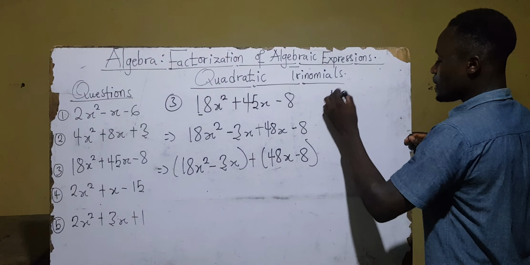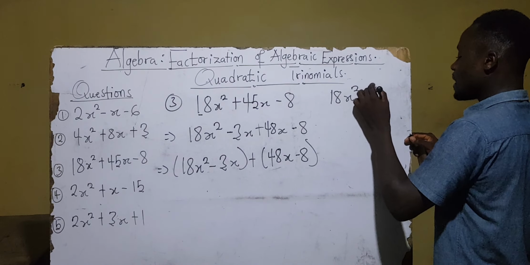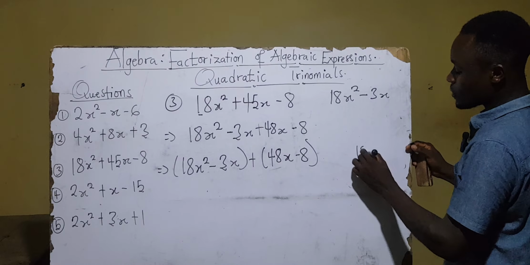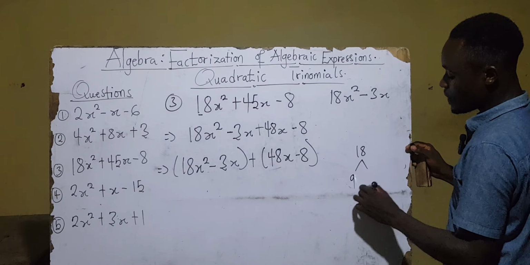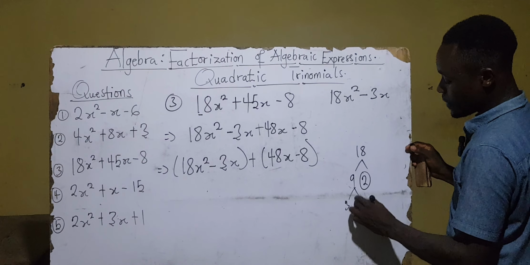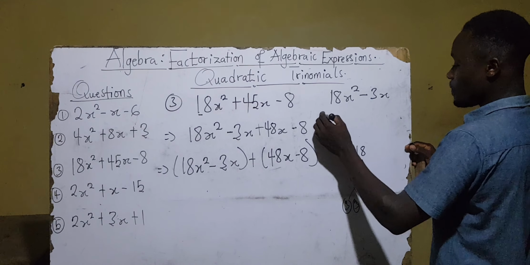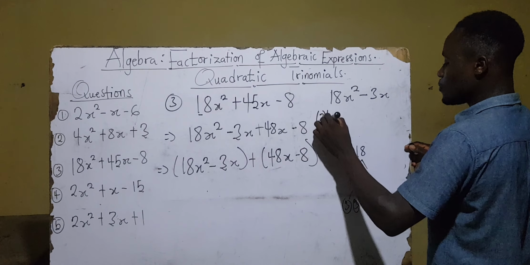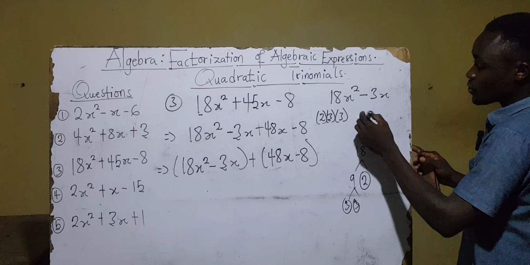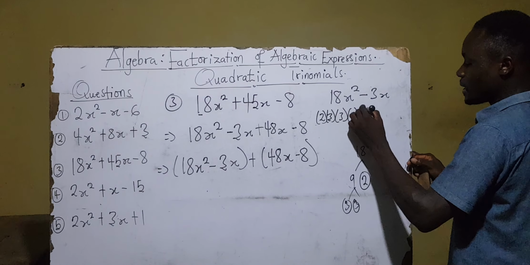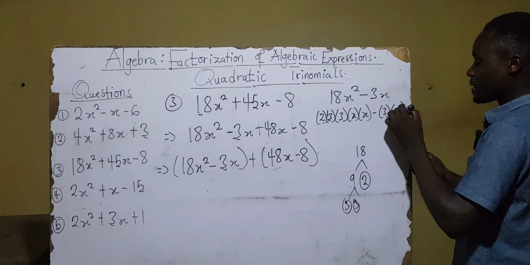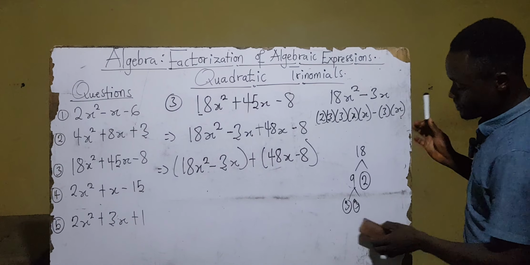Now I have 18x squared minus 3x. Using the idea of expansion, 18 is not a prime number, so I will have 9 and 2, where 2 is a prime number. 9, I'm going to get 3 as a prime number. So over here, I can rewrite the 18 as 2 multiplying 3 multiplying another 3. And x squared can be expressed as x multiplying x, then minus my 3 here multiplying another x. I believe you are following.